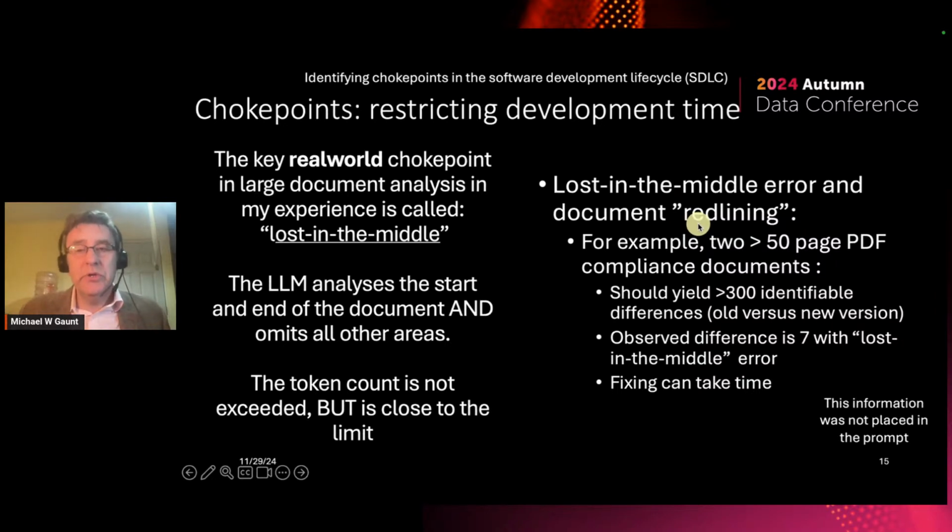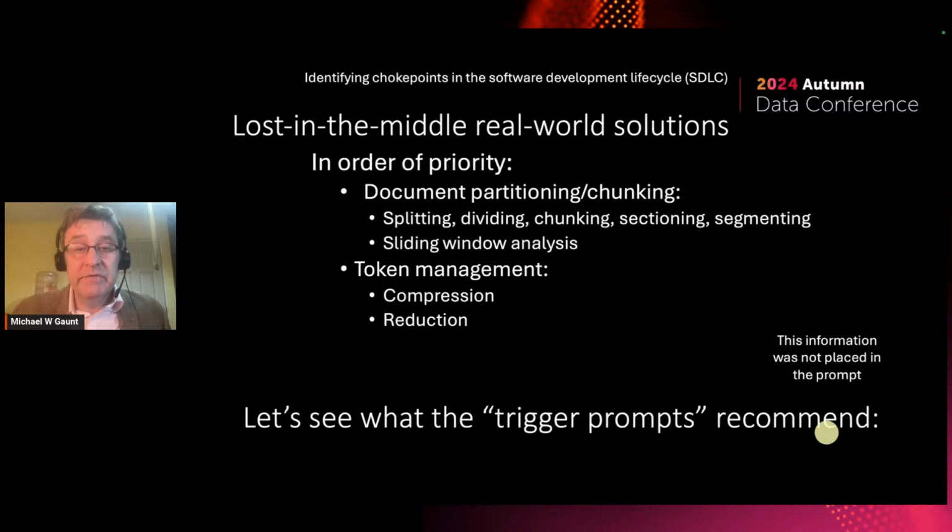When you're comparing two legal documents for small changes, it's called redlining. If we put two 50-page PDFs of compliance documents into the LLM, the GenAI, it should yield 300 identifiable differences plus. The old version versus the new version should have a lot of differences. Actually, what we observe is only 7 differences. So there's been a catastrophic failure, and fixing these bugs can take time. Just to note, this information was not put into the prompt, so we've not given GPT this information.